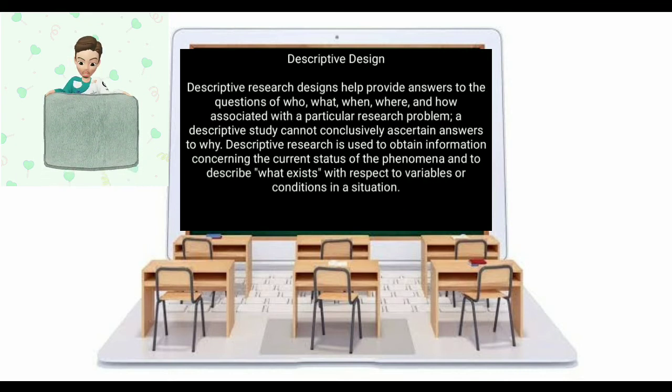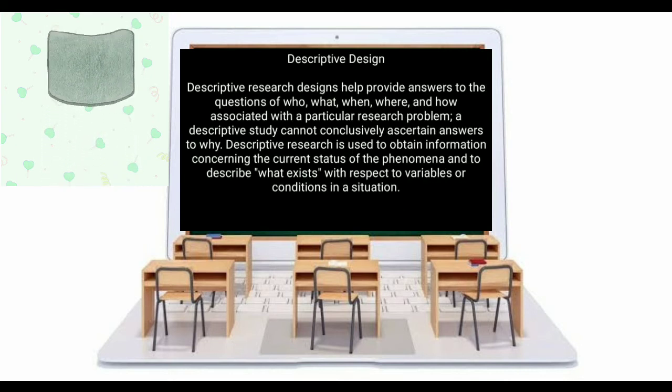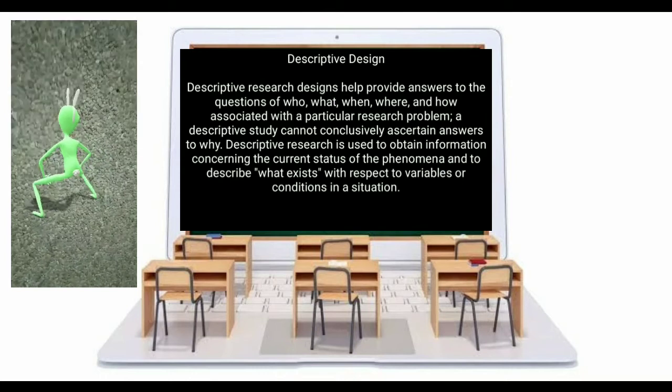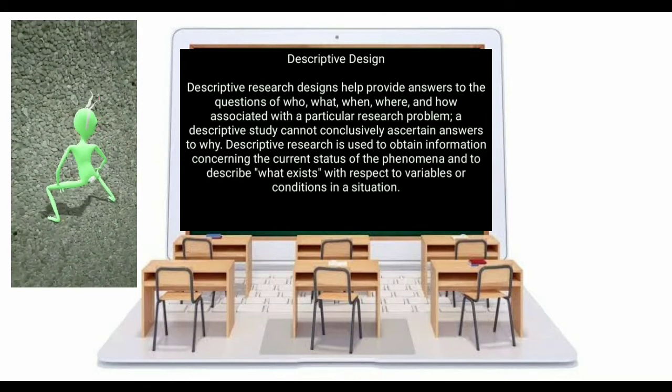Descriptive design. Descriptive research designs help provide answers to the questions of who, what, when, where, and how associated with a particular research problem. A descriptive study cannot conclusively ascertain answers to why. Descriptive research is used to obtain information concerning the current status of the phenomena and to describe what exists with respect to variables or conditions in a situation.